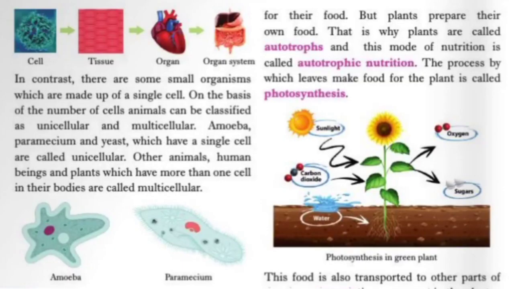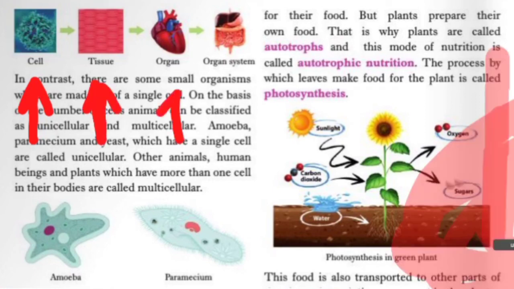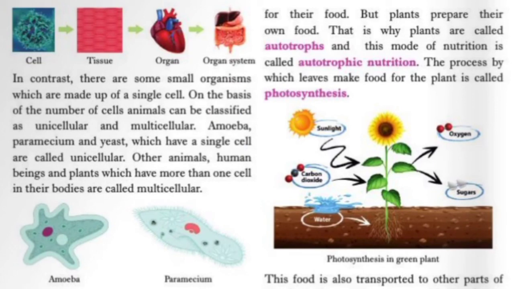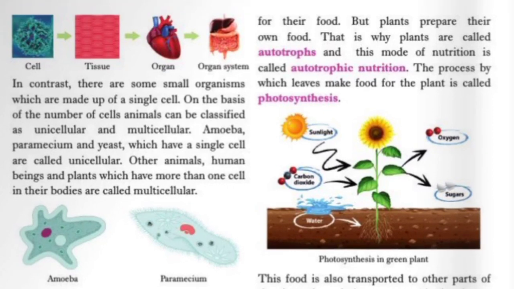See, it is also shown here. Firstly, we have the basic unit, which is the cell. Combining all the similar cells, it forms a tissue. Combining all the tissues, it forms an organ. And combining all the organs, we form an organ system. Depending upon the type and number of cells, the organisms are classified as unicellular, having a single cell, and multicellular, having multiple cells.